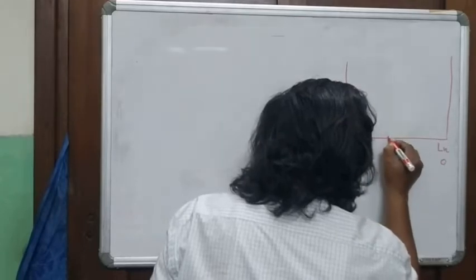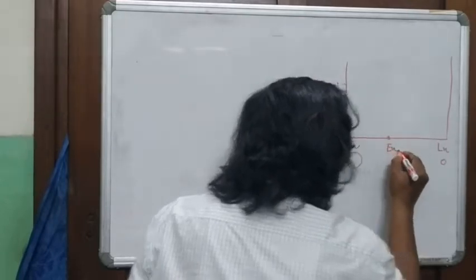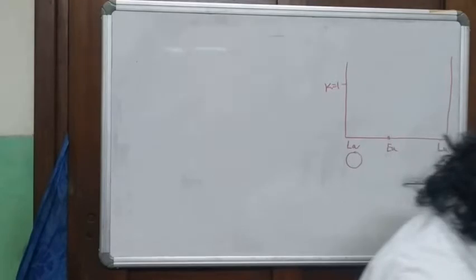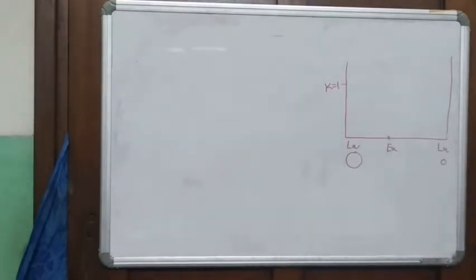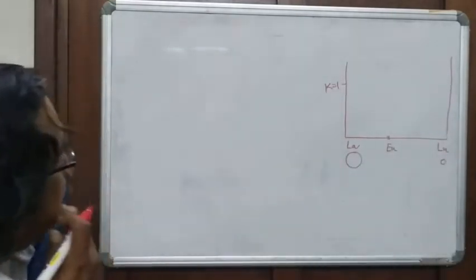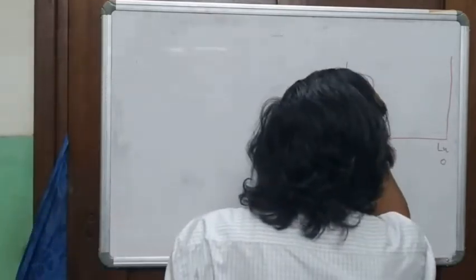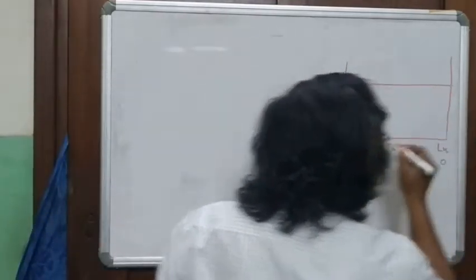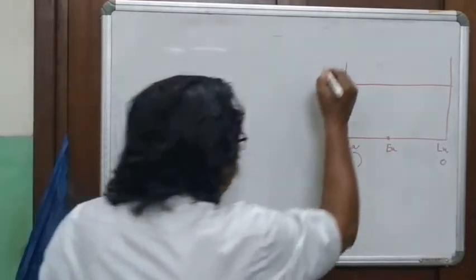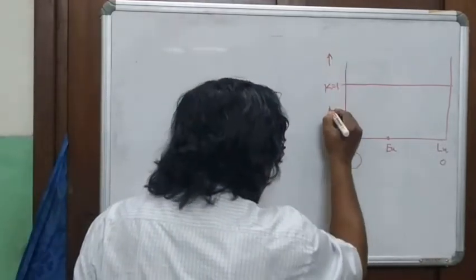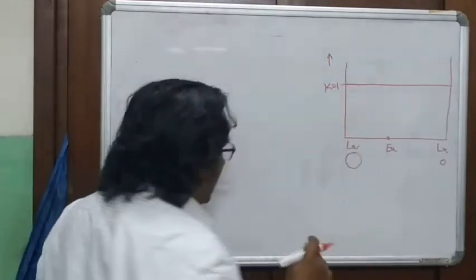lanthanum, and somewhere here you have europium. So I draw the line for K equal to 1. Remember, it's a very important thing. These values are K greater than 1, and these values are K less than 1.